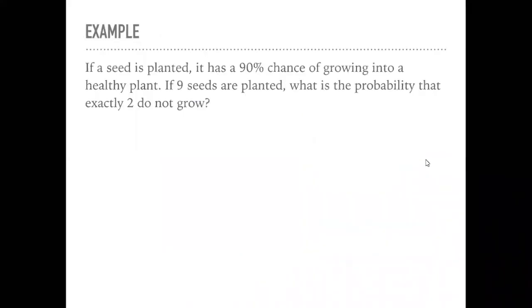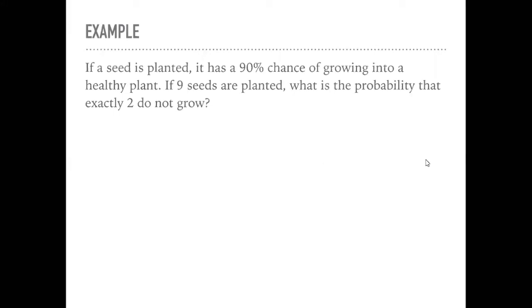So let's do an example. If a seed is planted, it has a 90% chance of growing into a healthy plant. If 9 seeds are planted, what is the probability that exactly 2 do not grow? Now, I have to be careful about the wording of this problem here. The wording is a little bit tricky. So we're given a percent chance of growing into a healthy plant, but we're looking at the probability of not growing into a healthy plant.